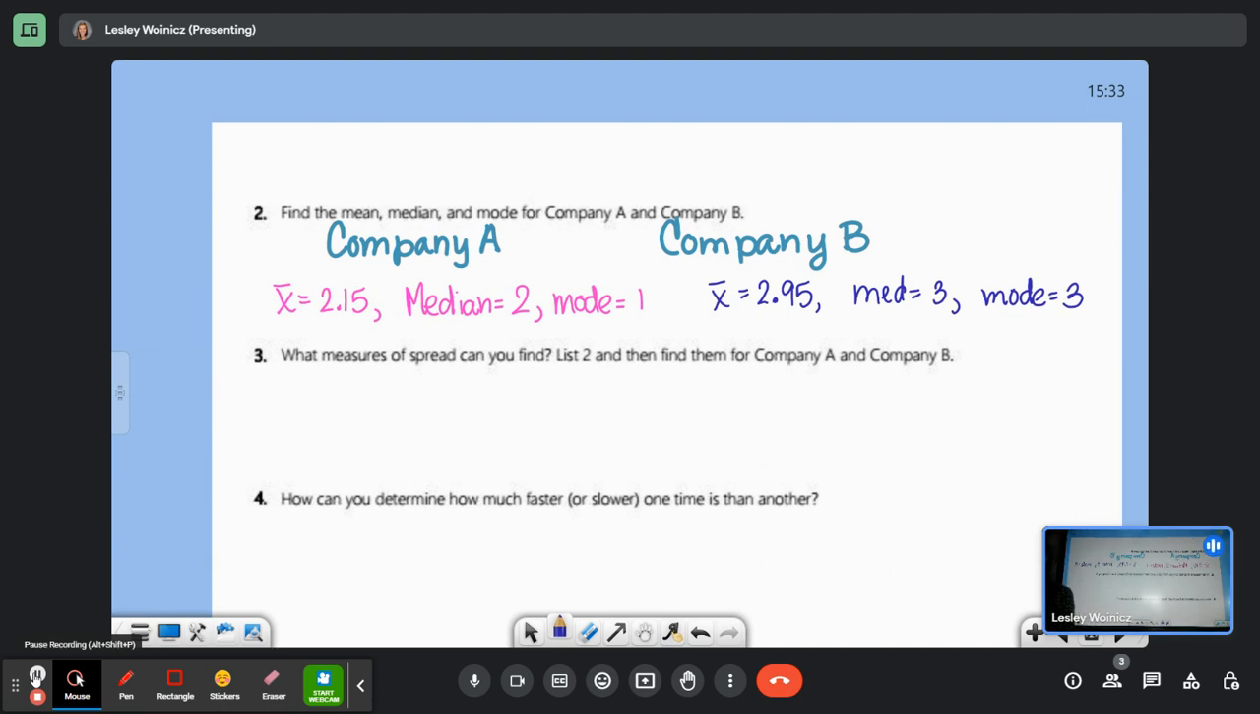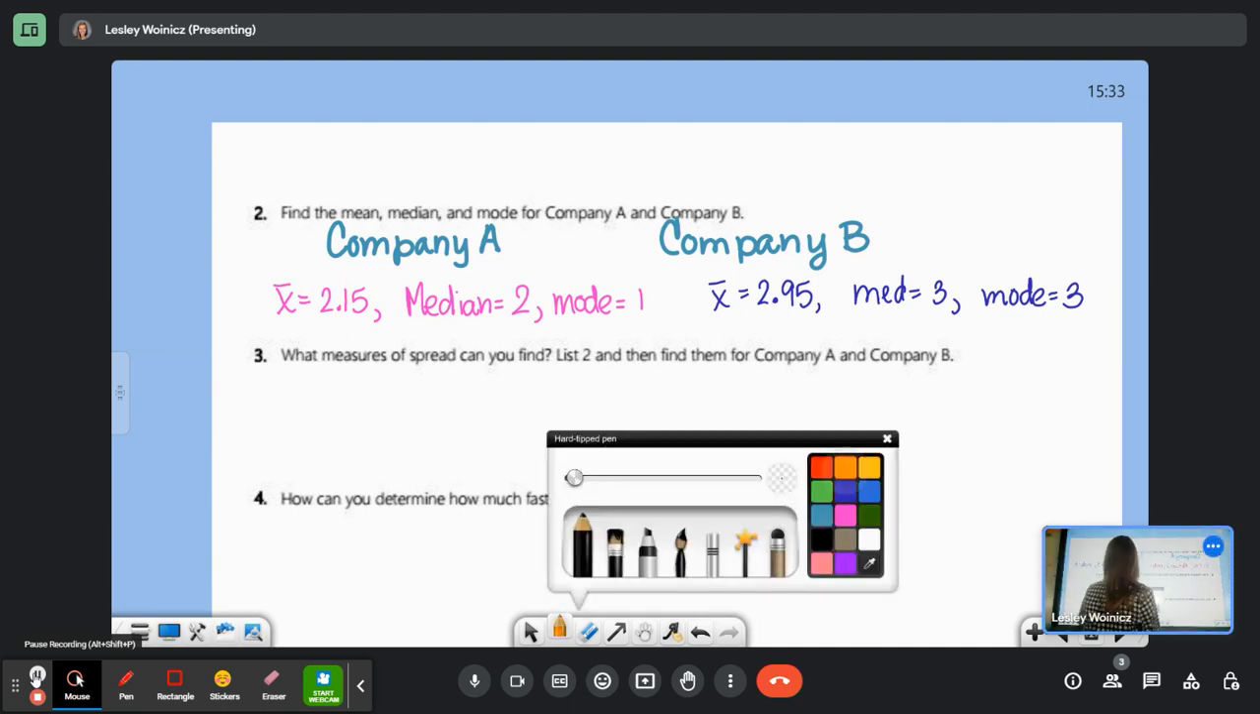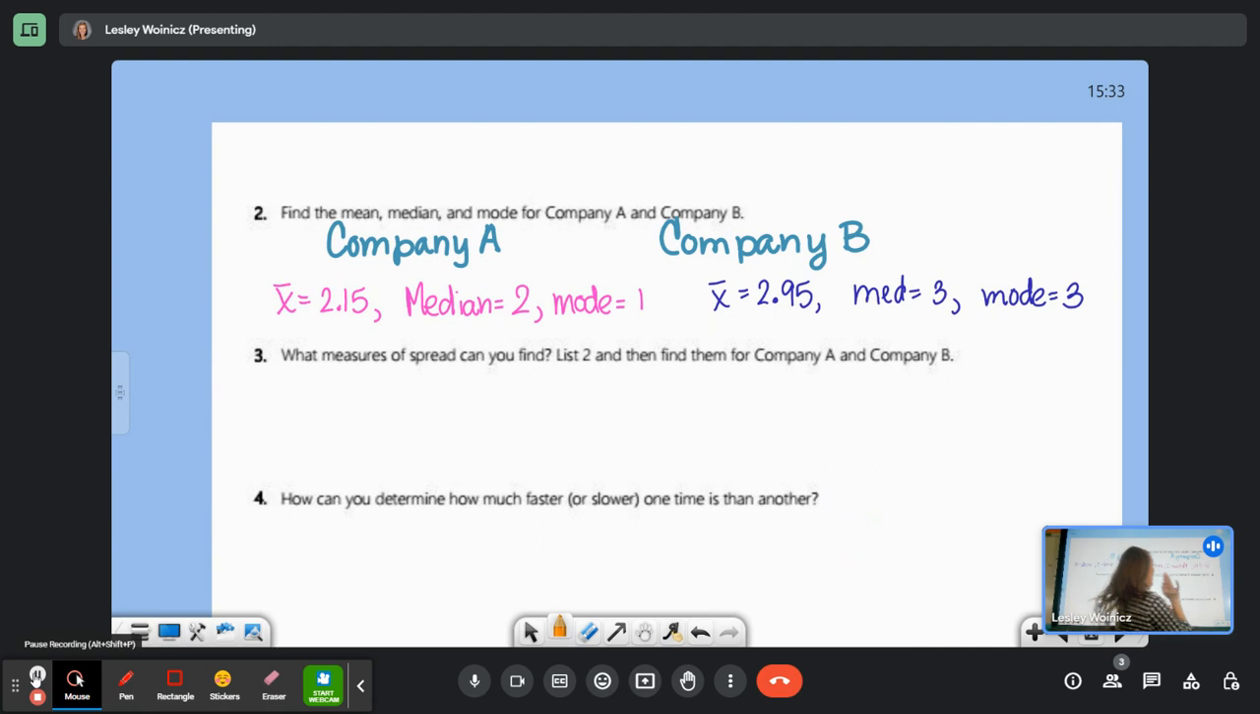Okay, what measures of spread can you find? What does spread mean? Range? Okay, so what else is a measure? Spread is range, right? But what else is a measure of the range or the spread? There's another one. It has range in it. IQR, thank you. Maybe that first.